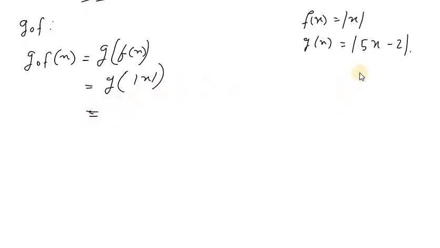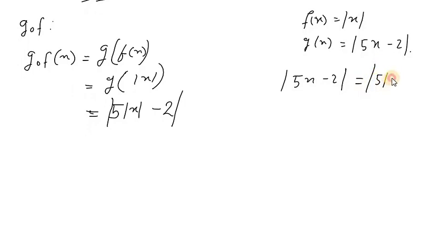Here g of x is absolute value of 5x minus 2. So this will be basically 5 times absolute value of x, minus 2, whole absolute value. Okay, this has significance because you see these two are not equal: absolute value of 5x minus 2 is not equal to absolute value of 5 absolute value of x minus 2.